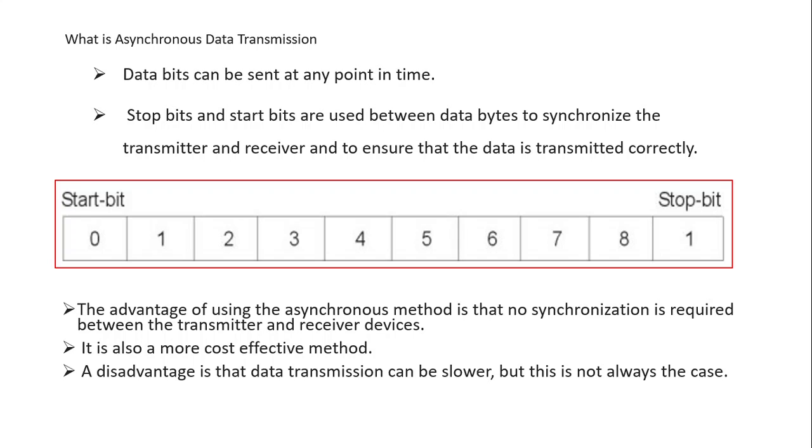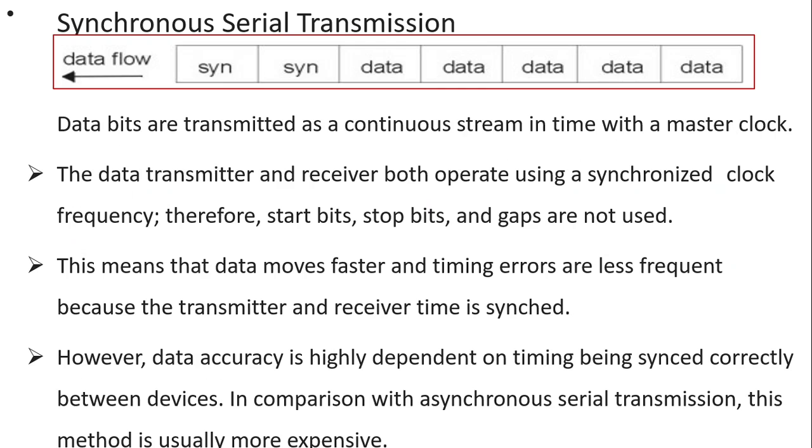And this serial data transmission is classified as asynchronous and synchronous data transmission. In asynchronous data transmission, the data bits are sent at any point of time. Whenever a start bit is sent, immediately the data transmission takes place until the stop bit is received. The drawback of asynchronous data transmission is that the transmission rate may be slower. The next type of serial transmission is synchronous serial transmission.